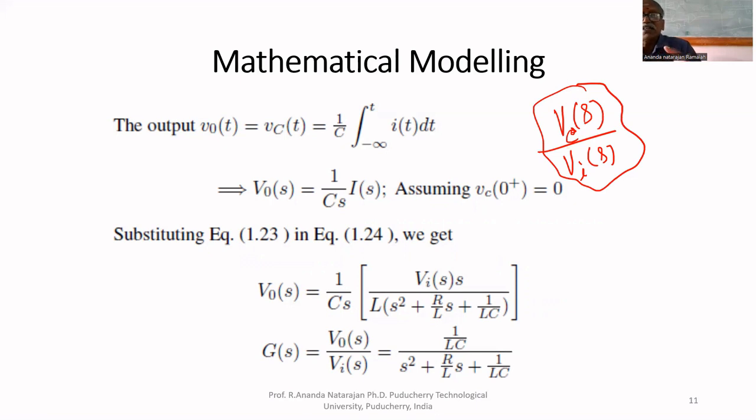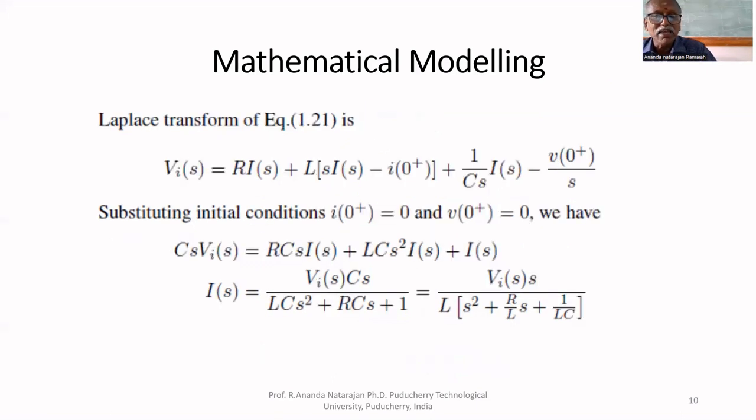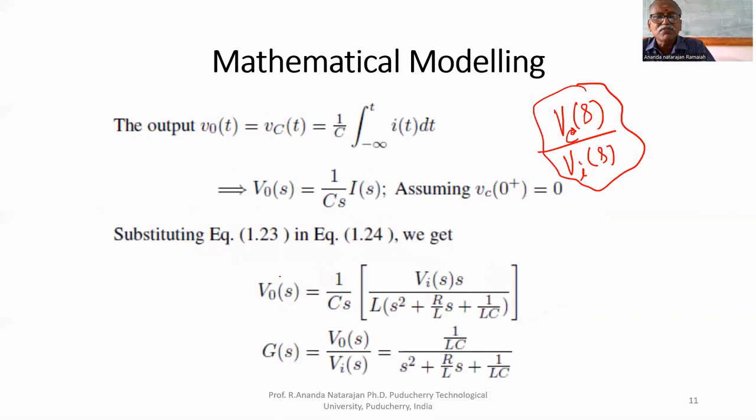But in this case, what is the output? The voltage across the capacitor is the output. Therefore, we have already found I of s in terms of the input. Now let us substitute the value of I of s from this equation. We know that Vc of t, the voltage across the capacitor, equals 1 by C times the integral from minus infinity to t of I of t dt.